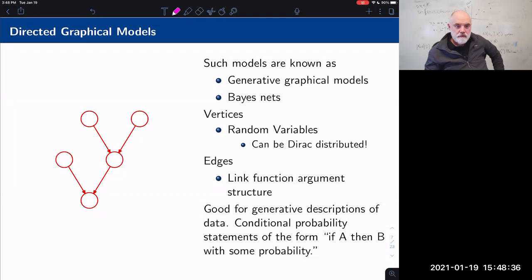Vertices, again, are random variables. Do directed edges have to encode causal relationships?